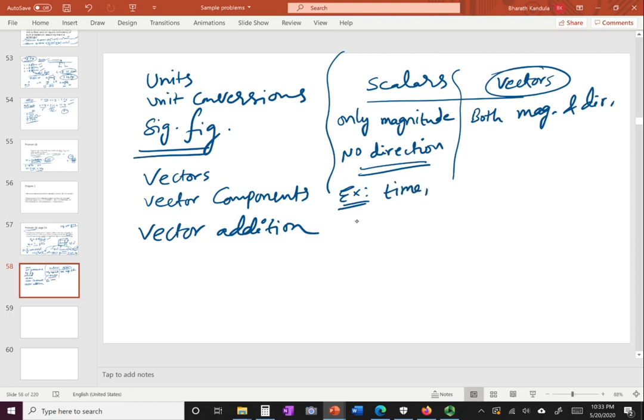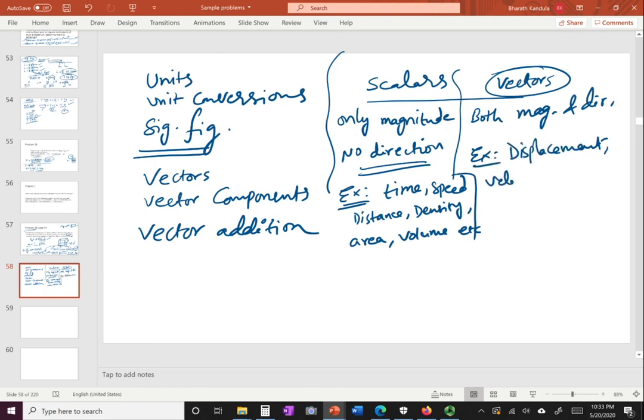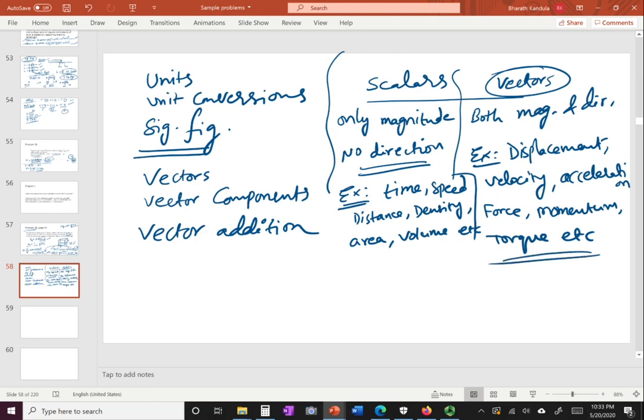I have given some examples of scalar quantities. Examples are time, distance, density, area, volume, temperature, etc. These are all scalar quantities, even speed. Now let's look at vector quantity examples. Displacement, velocity, acceleration, force, momentum, torque, etc. You're going to learn about all these quantities in the rest of the chapters. So we are focusing on vectors now.